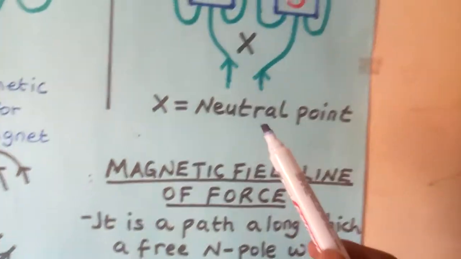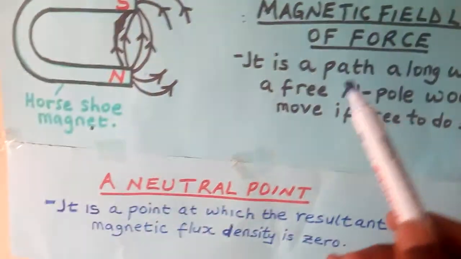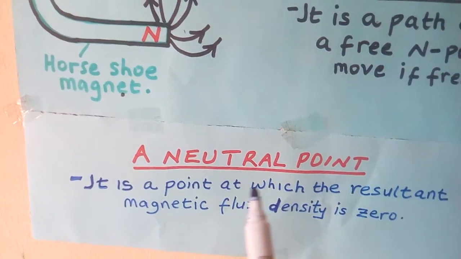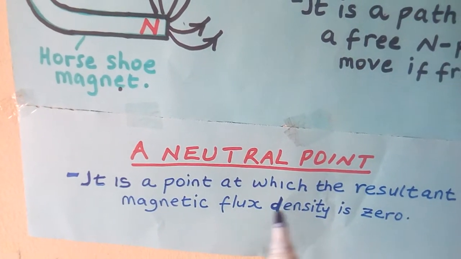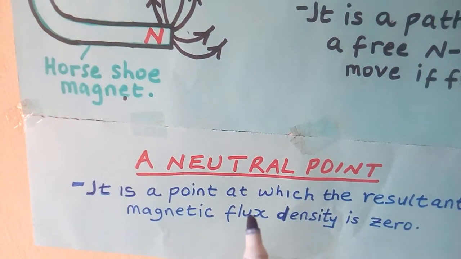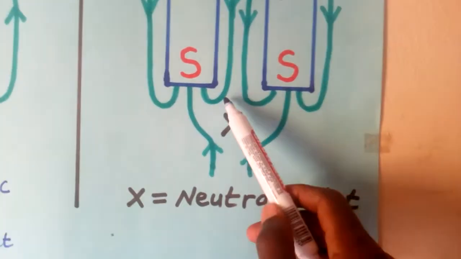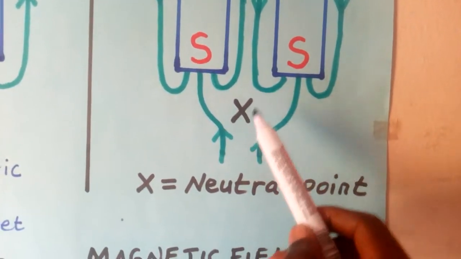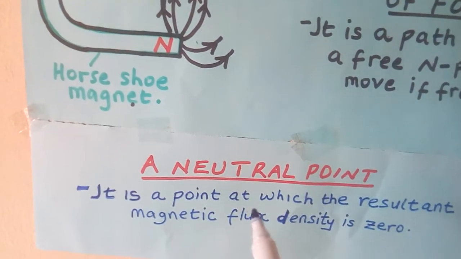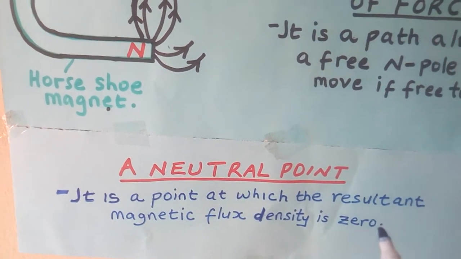Then we have this area which we are calling the neutral point. What do we mean by a neutral point? Now, a neutral point is a point, as the word says, at which the resultant magnetic flux density is zero. Yesterday we said the magnetic flux is actually a group of magnetic field lines. But when you look at this diagram, here there is no magnetic field line which passes. So the flux density is zero. So you define a neutral point as a point at which the resultant magnetic flux density is zero.